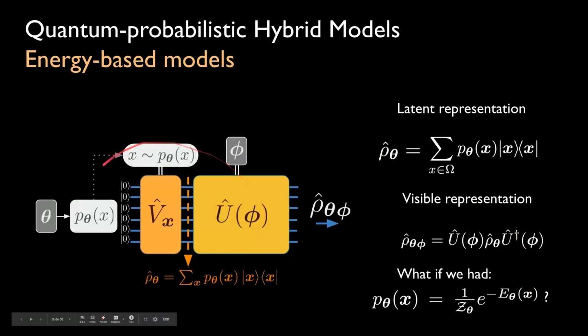If you have a quantum probabilistic generative model and you use an energy-based model in the latent space like this, we call it a quantum Hamiltonian-based model. Why? We'll see in a second, but it's because you're effectively parameterizing a quantum Hamiltonian, and your guess for how to model your data is a parameterized class of thermal states.